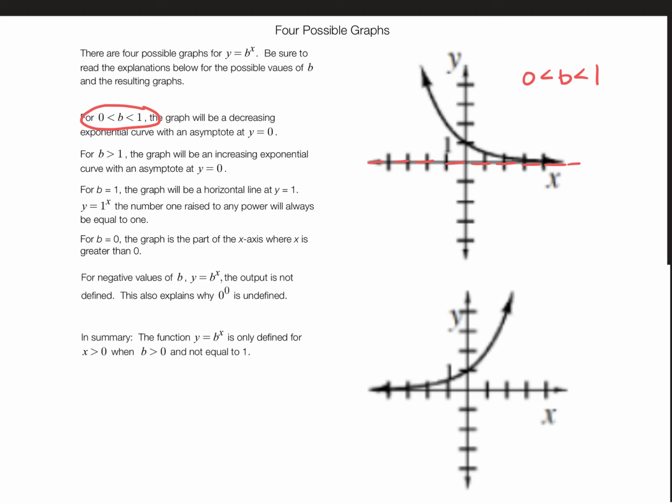Okay, now the second one is for b greater than 1. It's going to be an increasing exponential curve, again with an asymptote at y equals 0. So that's this curve here. So this would be when b is greater than 1.